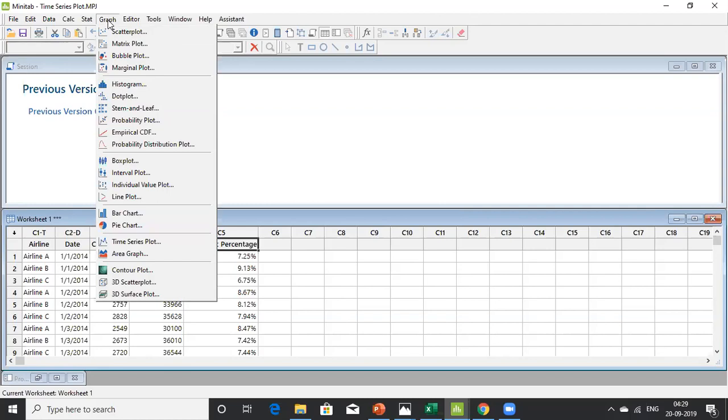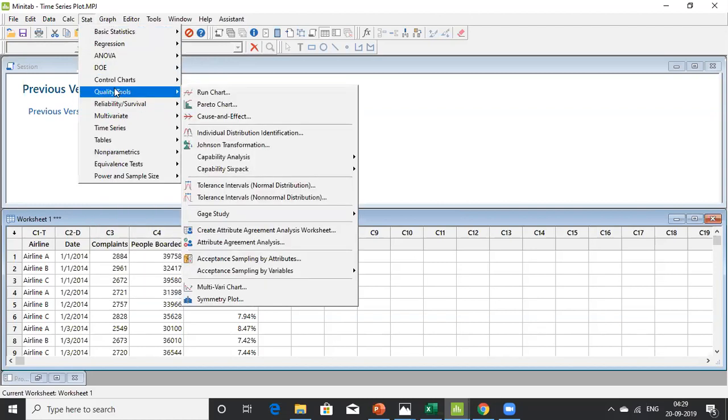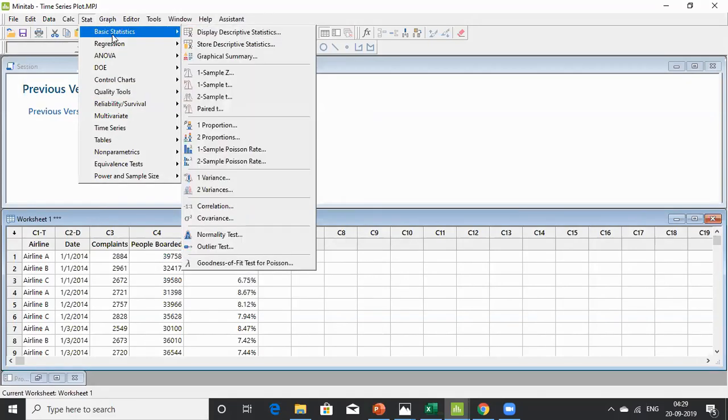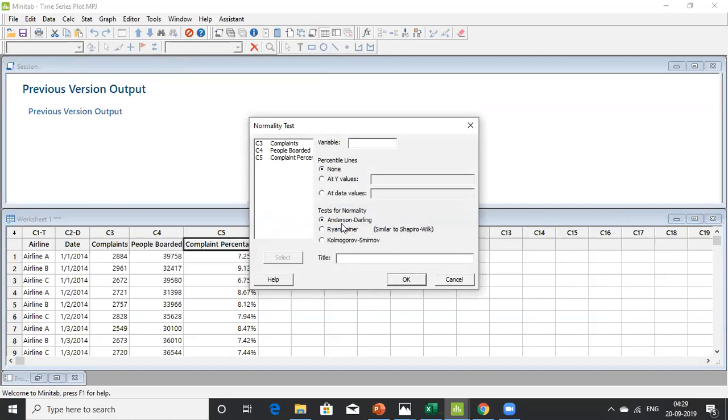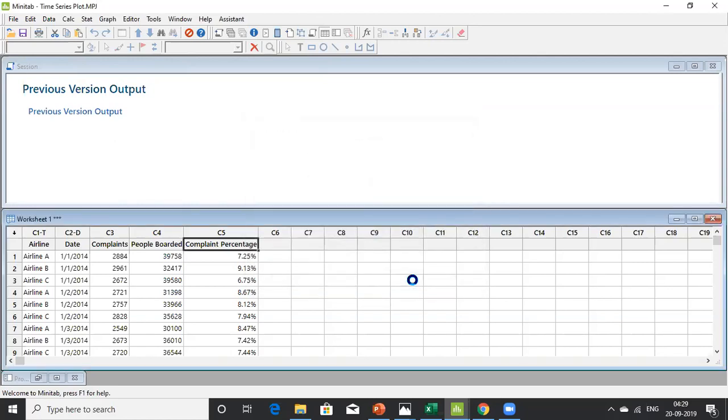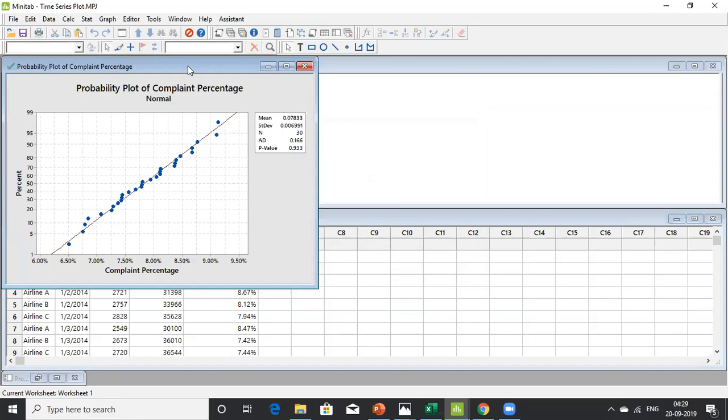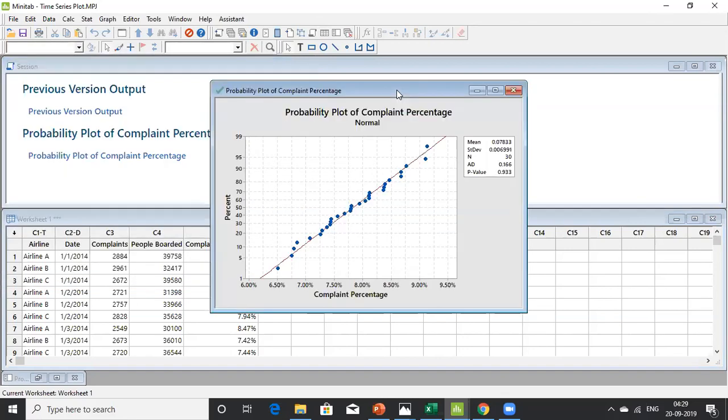Now, first, when I check the shape of the data, I want to check if it's normally distributed or a non-normal distribution. So one of the tests that I do: go to Stat, Basic Stats, and go to something called Normality Test. It is also called the Anderson-Darling test. So I select the complaint percentage, click OK, and I get a distribution chart like this.